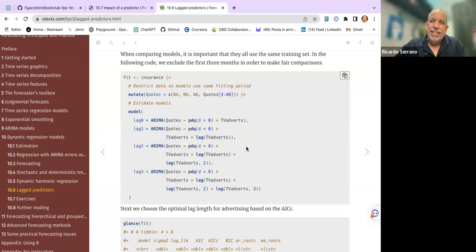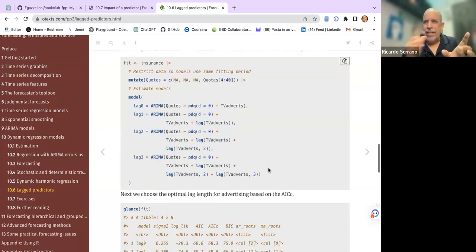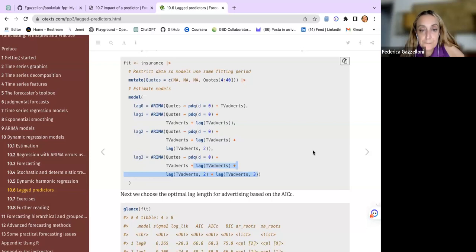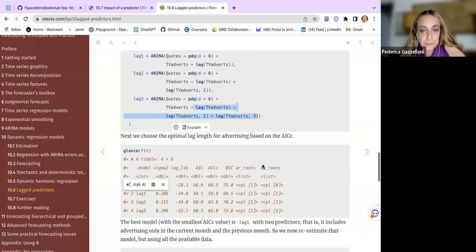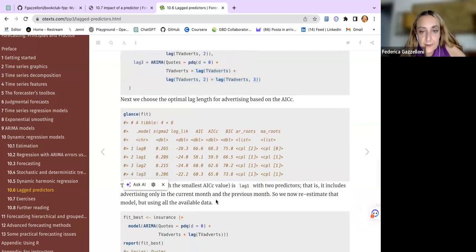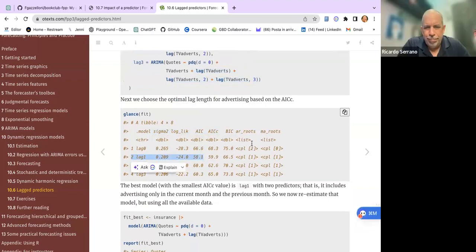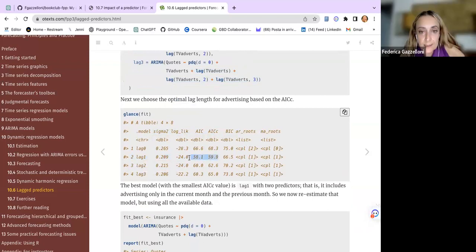You have to add the lags or the previous values. For example, in lag zero, you only have lag zero. In lag one, you're going to add lag one and lag zero. In lag two, lag two, lag one and lag zero. We try to see the effect of those lags, and so for three lags as well. We can see that the AIC with one lag is the lowest value.